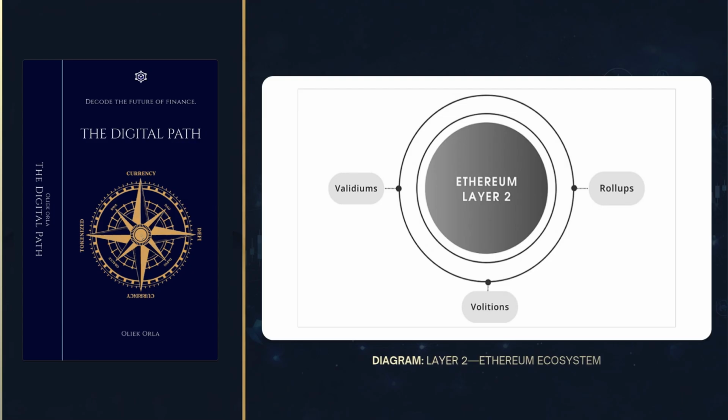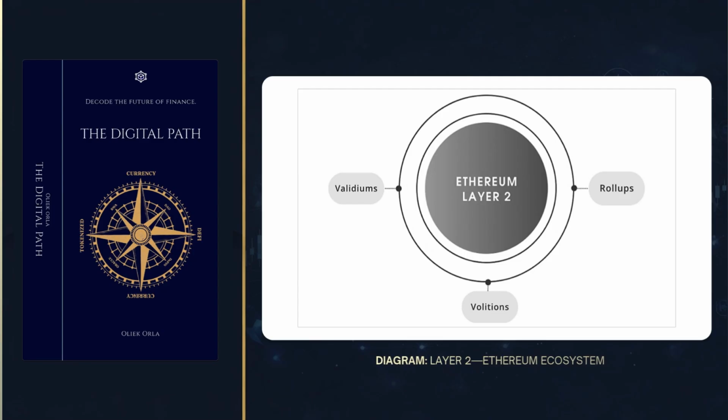The core role of Layer 2 is scaling without compromise. While the base layer focuses on security and decentralization, the second layer is responsible for throughput and economic efficiency. This architecture allows Ethereum to support thousands of decentralized applications while remaining an open platform for mass adoption.